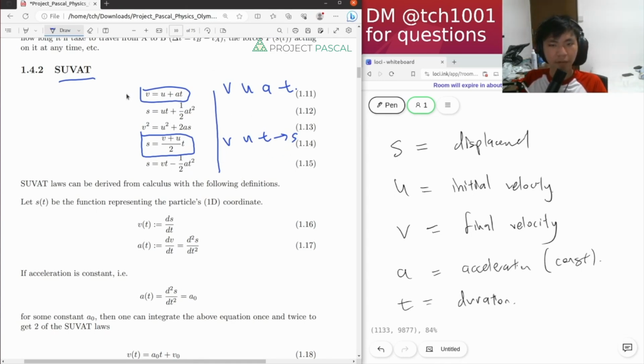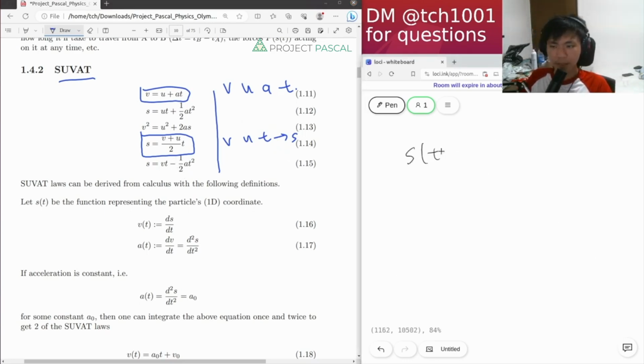Now, how do we arrive at the SUVAT equations? For that, we can use calculus. So s is the particle's displacement over time. In other words, it's the particle's position as a function of time.